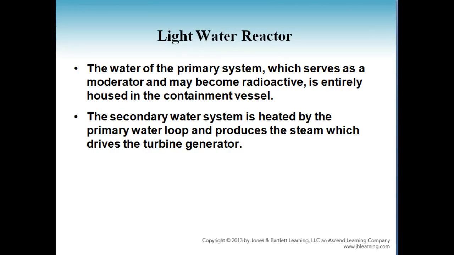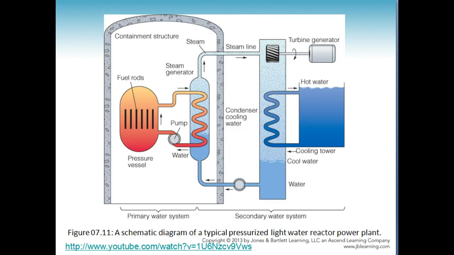Most commercial reactors are light water reactors, meaning they use regular water to transmit heat and also act as a control to the fission reaction. The water of the primary system, which serves as the moderator and may become radioactive, is entirely housed in a sealed containment vessel. The secondary water system is heated by the primary water loop and produces the steam which drives the turbine generator to make electricity. The primary water, which is exposed to the fission reaction, heats the secondary water loop and creates the steam to drive the turbine.